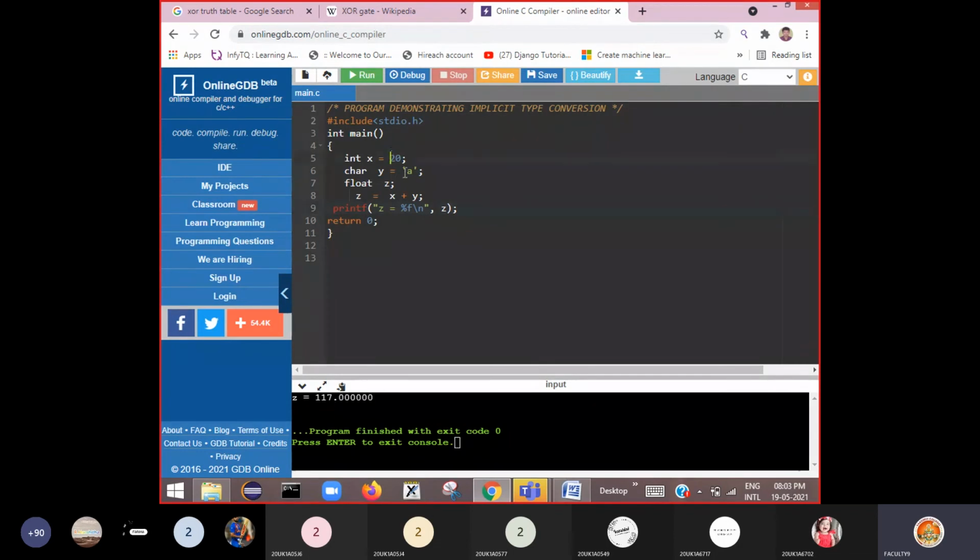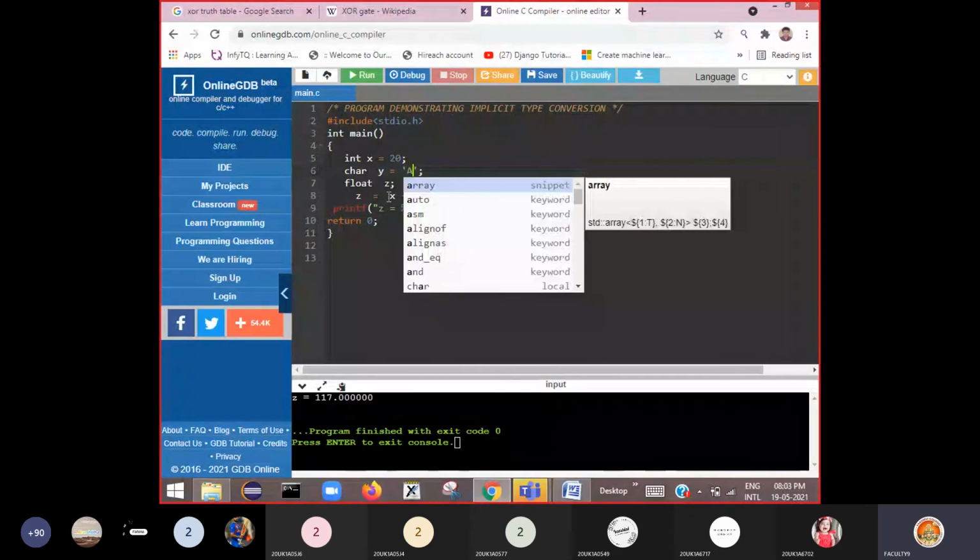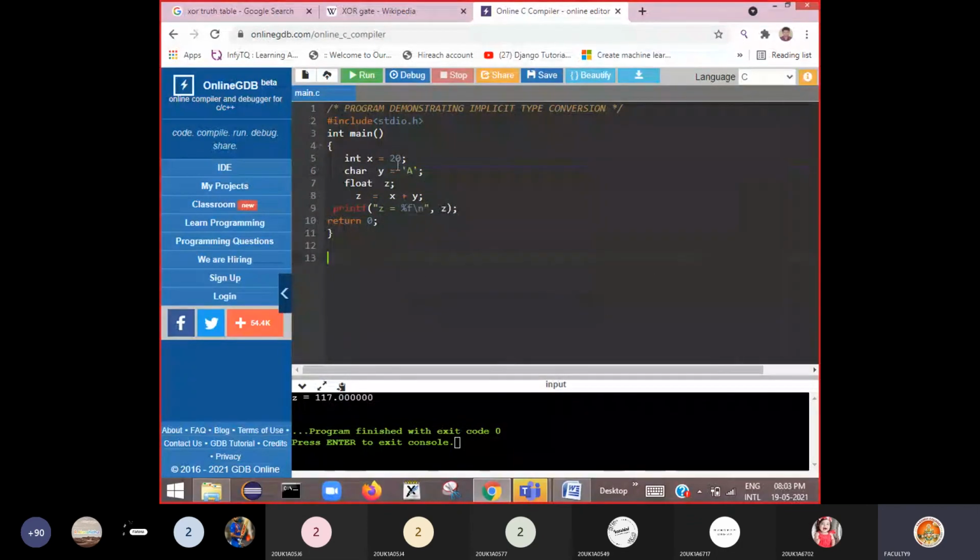Now this 117. Okay, I'll come to capital A here so that you can understand this very well, the output. Now see here. Z is equal to 75 I got here. How did I get 75 in Z here?